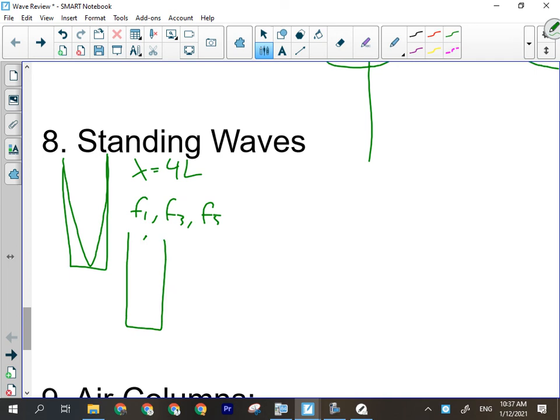This is what F2 looks like. It's a node at the top. F3 looks like that. 3/4 of a wave. Antinode at the top, we hear a sound.